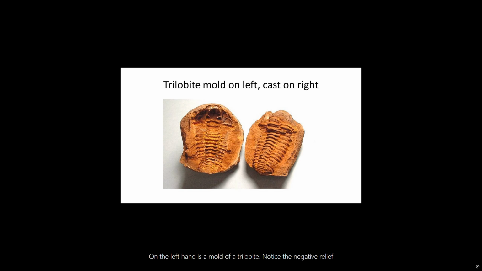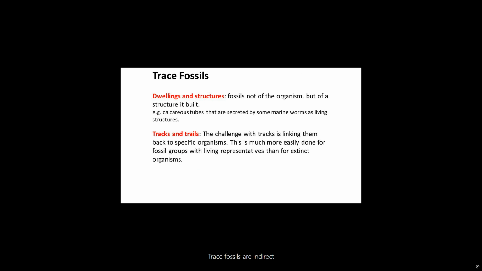On the left hand is a mold of a trilobite. Notice the negative relief. On the right is a positive relief cast. The original trilobite material is gone. Trace fossils are indirect evidence of life. Dwellings and structures are fossils not of the organism, but of a structure it built. For example, calcareous tubes that are secreted by some marine worms as living structures. Tracks and trails are trace fossils, but the challenge with tracks or trails is linking them back to a specific organism. This is much more easily done for fossil groups with living representatives than for extinct organisms.